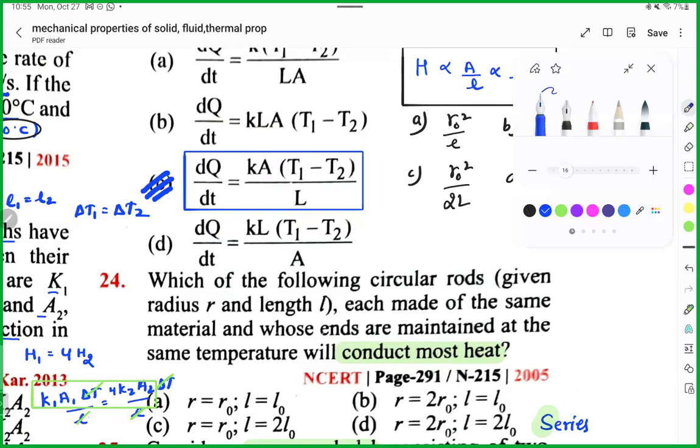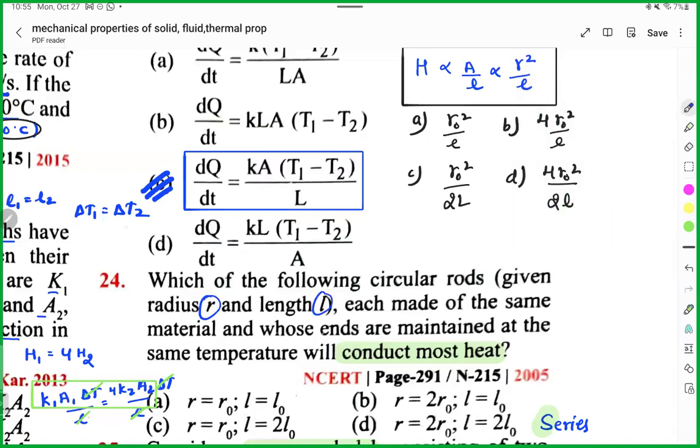I did not understand. The question is that you have circular rods, radius R, length L. They are made of the same material, meaning the K value is the same. Maintained at the same temperature, so delta T is also the same. Which one will conduct the most heat? In every case K is the same and delta T is the same, so these two will not decide the heat transfer. It means heat transfer will depend only on area and length. Make sense?